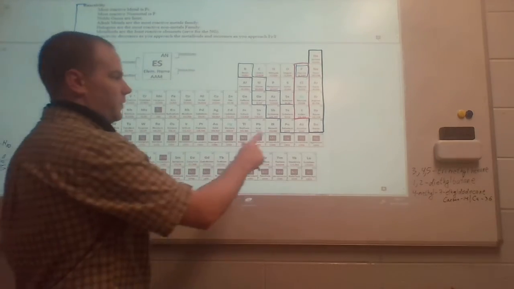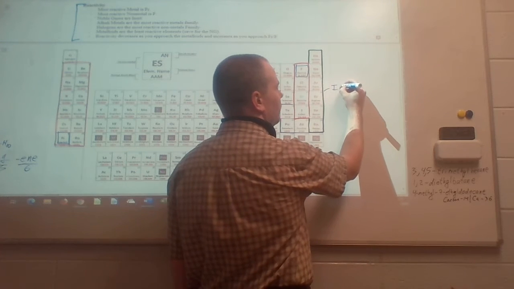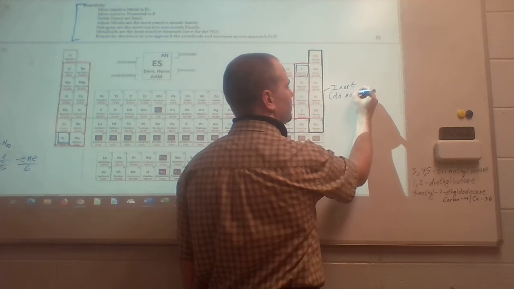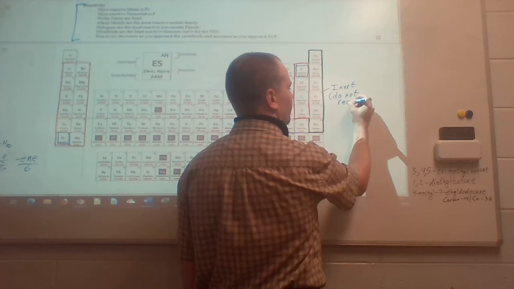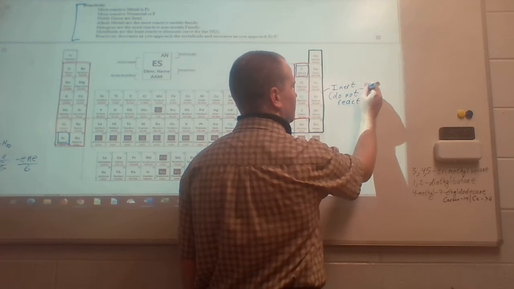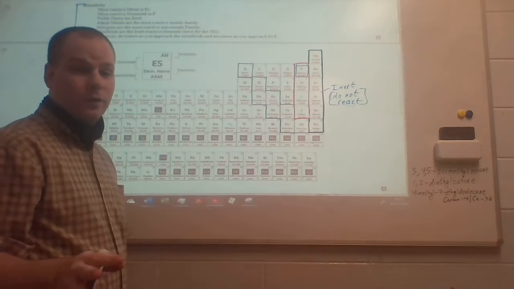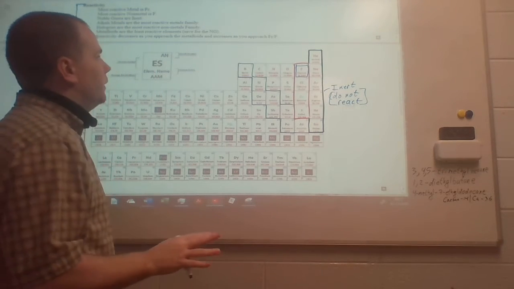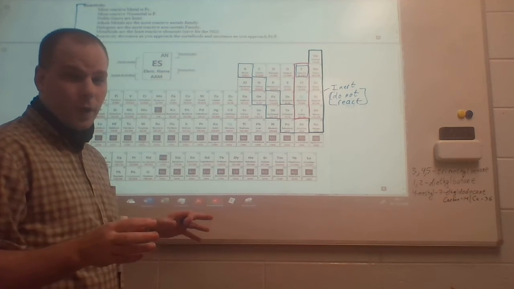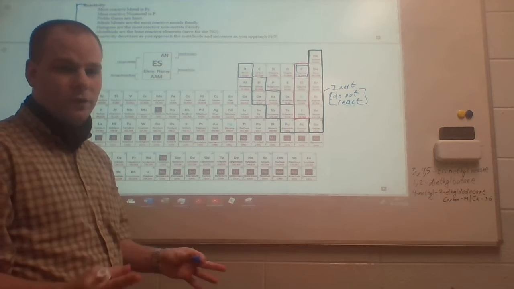Okay, the noble gases are inert. Now, inert means that they do not react at all. Noble gases don't react at all with anything. Supposedly, if you put them in very specific circumstances, you can get one of them to react, but for our class, they're inert. It's the easier way to do it.